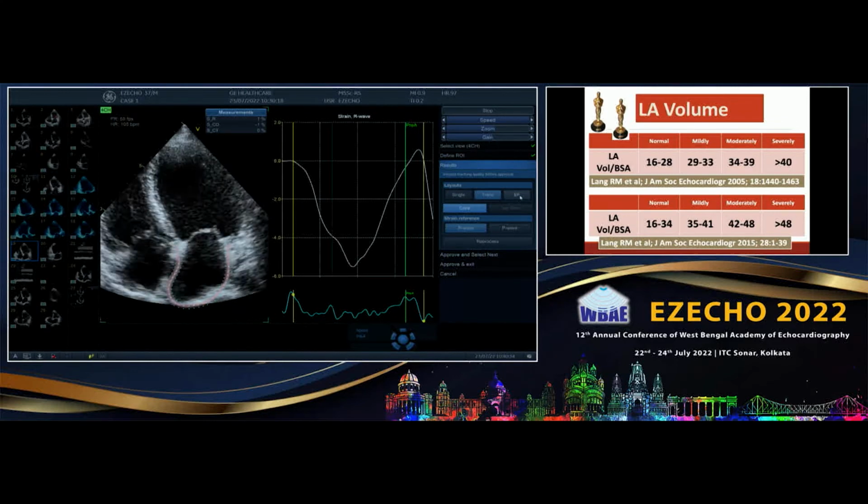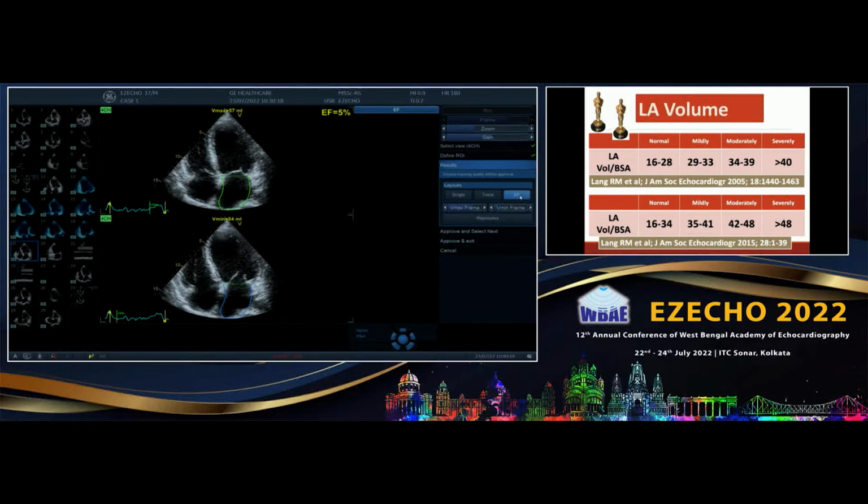Normal LA volume, which we call the end systolic largest volume, which is actually the LA diastole, will be less than 34 ml per meter square. Okay, actually it is generally less than 27 ml per meter square, but they took 2 standard deviations and brought it to 34 ml.